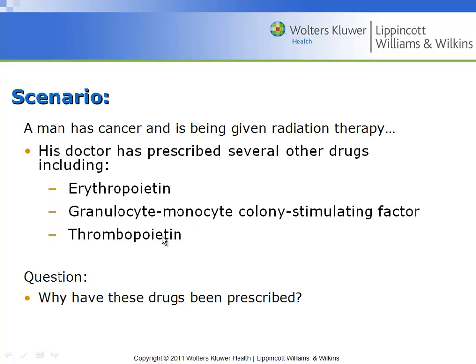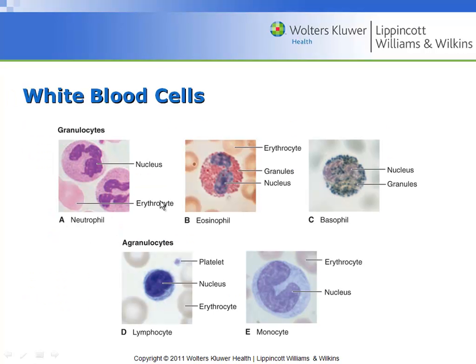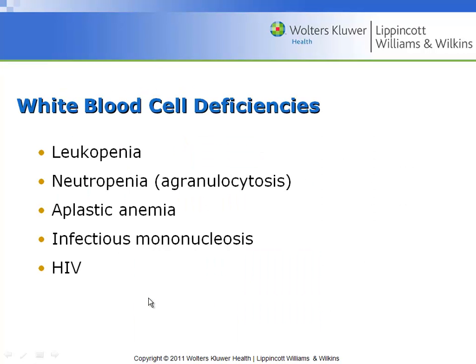And then thrombopoietin is going to be a substance that is going to encourage his body to produce thrombocytes, which is another word for platelet. So the reason they've been prescribed is to encourage the production of these cells. So this is another picture of these photomicrographs showing you again neutrophil, eosinophil, and basophil are the granulocytes. Agranulocytes are lymphocytes, monocytes, and then we had B lymphocytes and T lymphocytes specifically within that category.